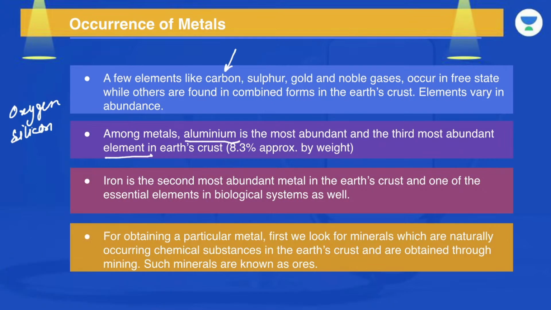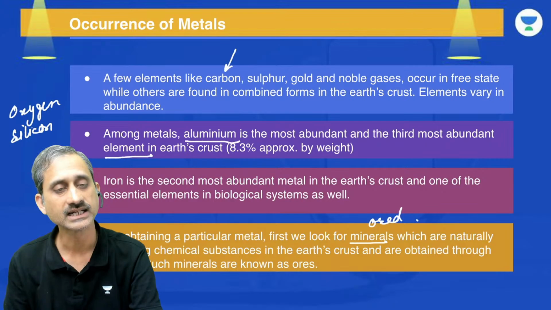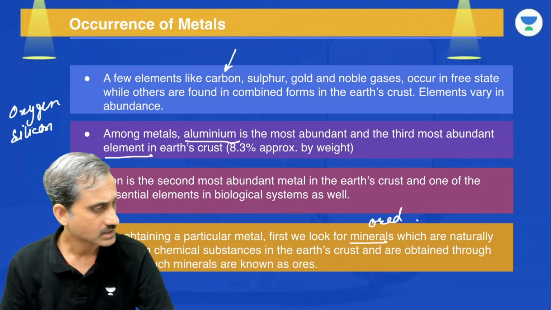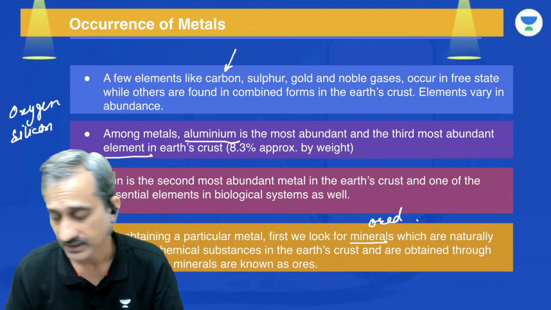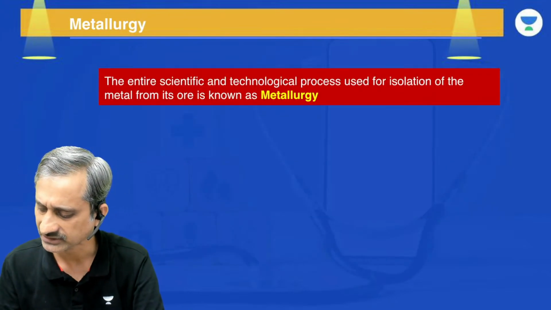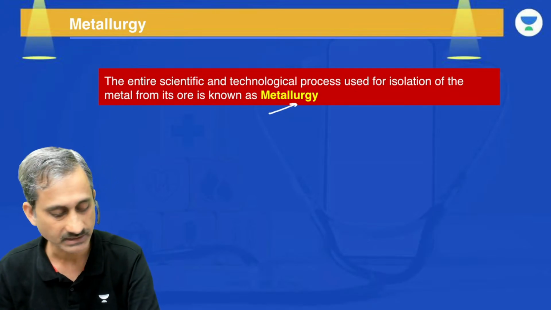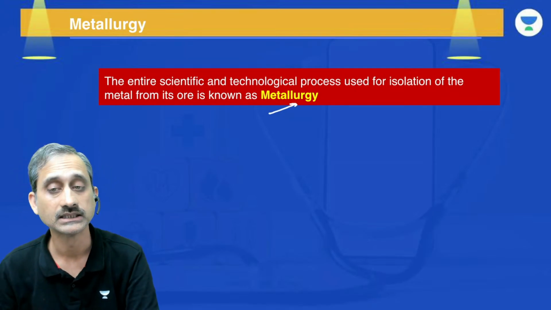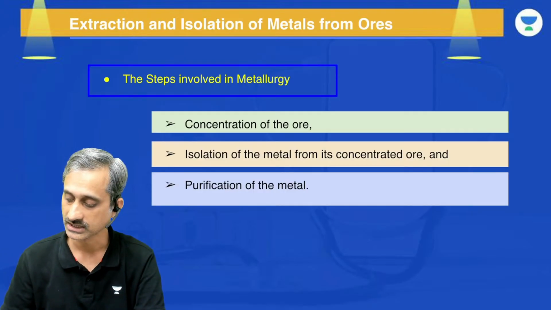When we talk about metals, we look for the minerals, that is ores, which are naturally occurring chemical substances in the earth's crust and are obtained through mining. So minerals are obtained by mining. Where we can obtain the metals profitably, they are called ores. Now, the entire scientific and technological process used for isolation of the metal from its ore is called metallurgy. So this is what we call metallurgy.